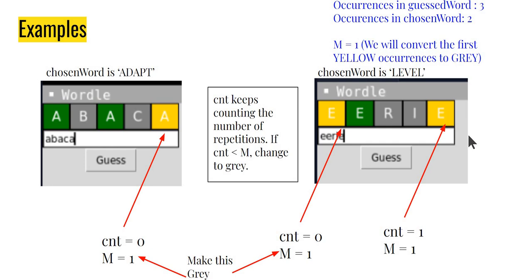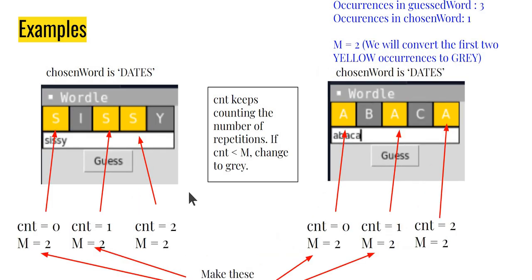I will not go and change this because remember, the fundamental motto was that I am going to change the first M yellow occurrences to gray. And the first M basically in this case means the first yellow occurrence. In this case, first happened to be this. In this case, first happened to be, let's say, this. So I just make this gray and the code works. So these two will be made gray. Let's take a few more examples so that it becomes clear.